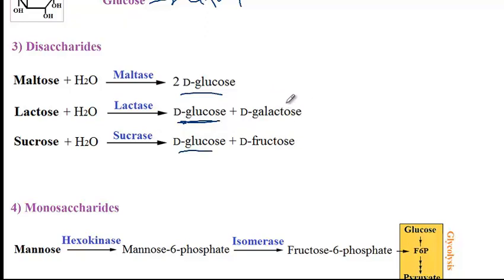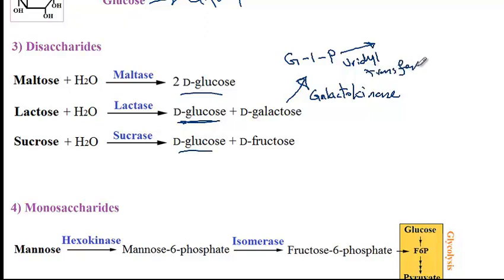With galactose, the galactokinase enzyme will yield galactose 1-phosphate, and then this molecule via uridyl transferase will be converted into glucose 1-phosphate, which can now enter glycolysis or be used for gluconeogenesis or any other purposes.